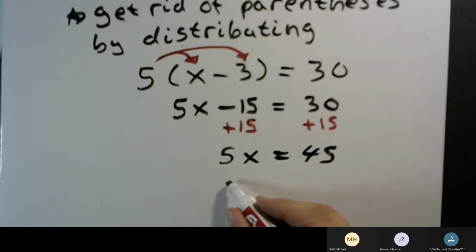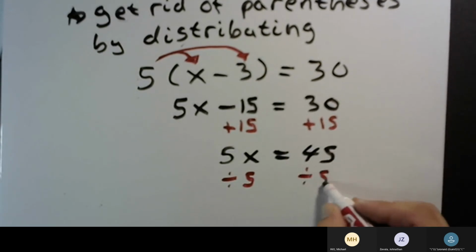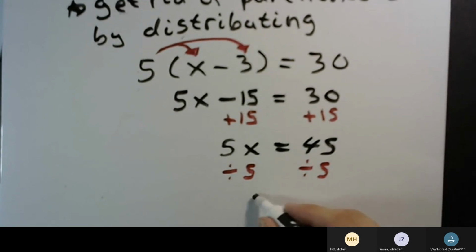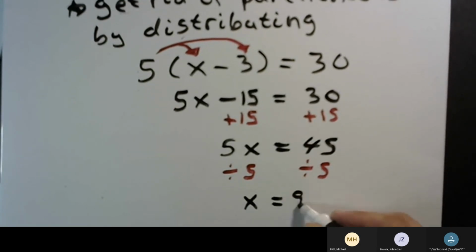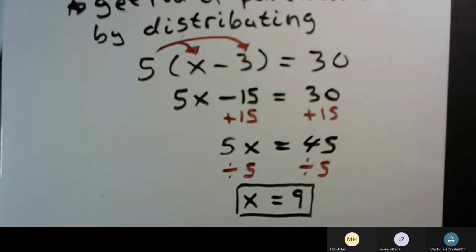The opposite of multiplication is division. So we divide both sides by 5. We'll get x is equal to 9. Got 9 again. So that's one way of doing this problem. I'm going to show you the second way, show you how to check the answer, and then that's going to be it for this evening.